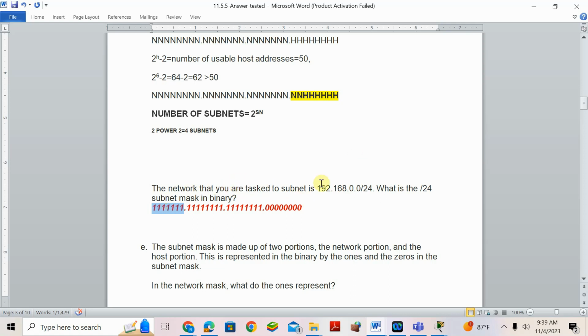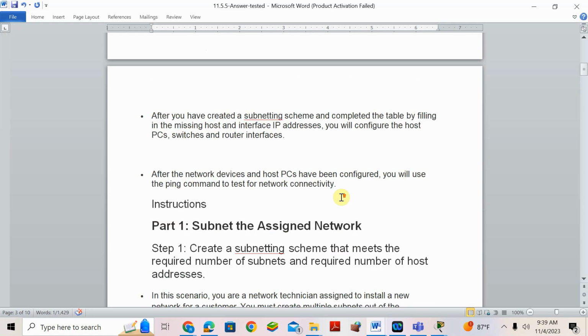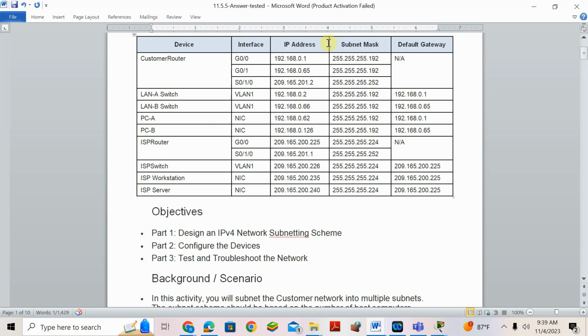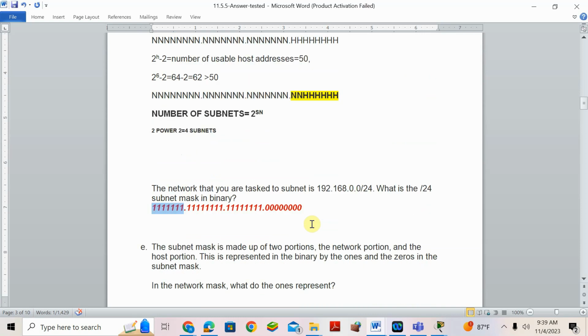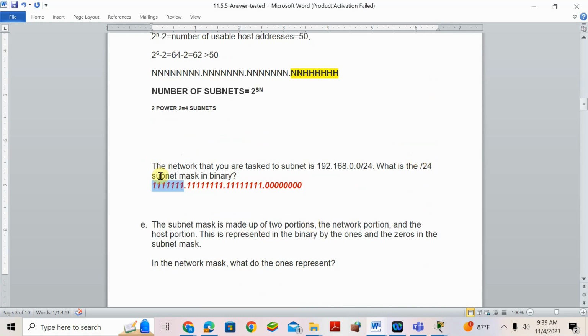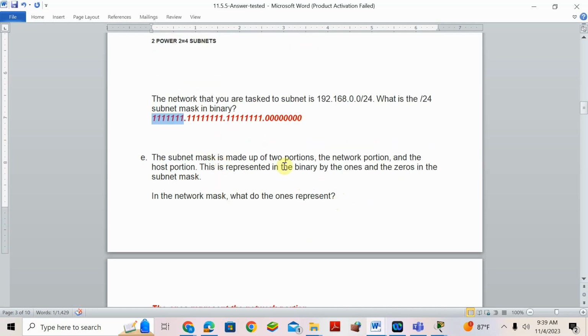That's why /24 means 255.255.255.0. So 255 means 8 ones, 8 ones, 8 ones, and 0 means 8 zeros. Now a subnet mask is made up of 2 parts, the network portion and the host portion.